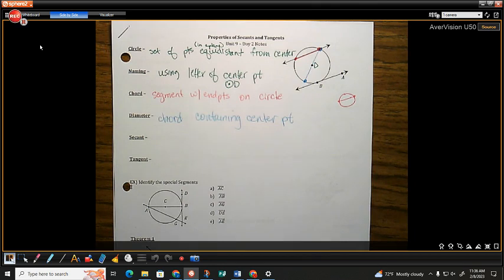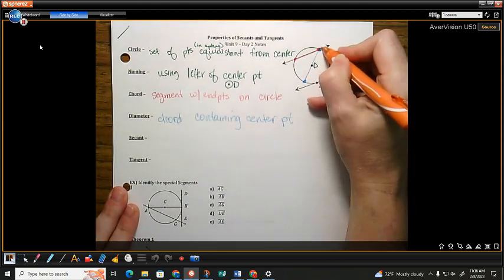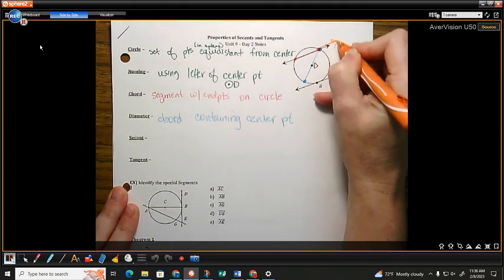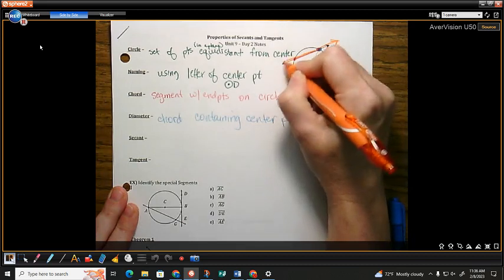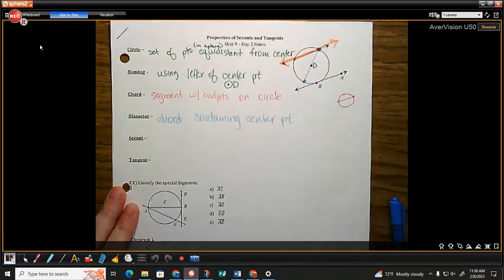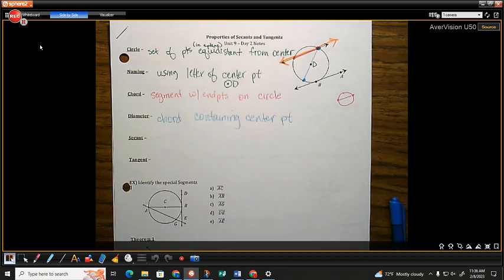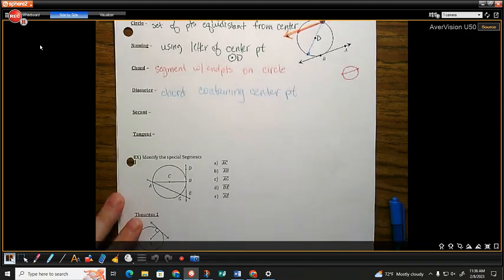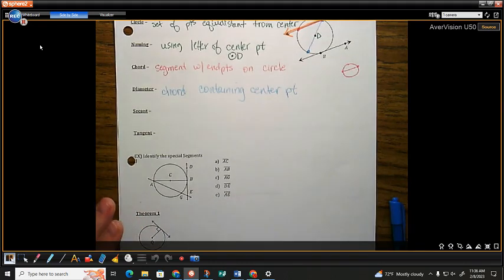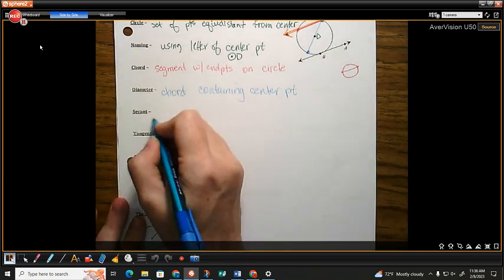What if I had my red chord? What if I extended the ends of it out beyond the circle? Is it a chord anymore? That'll be a secant. Oh, hold on, wait, no. We've got to be positive here. We don't want to call it a secant. That would be so negative. A tangent. So we just say secant. Okay, this is a secant.